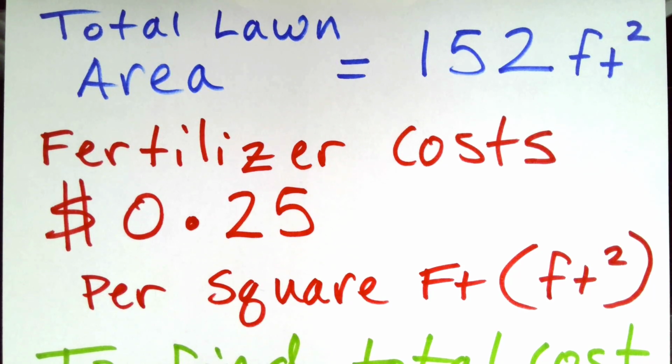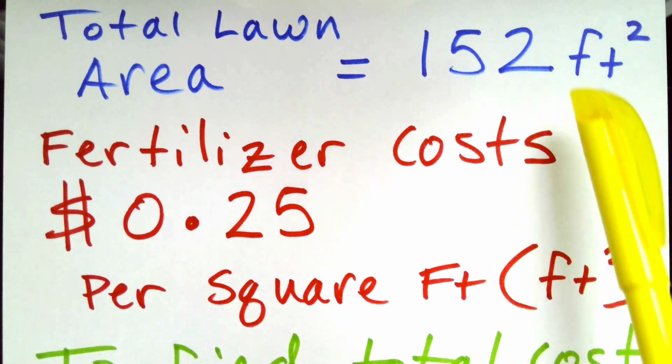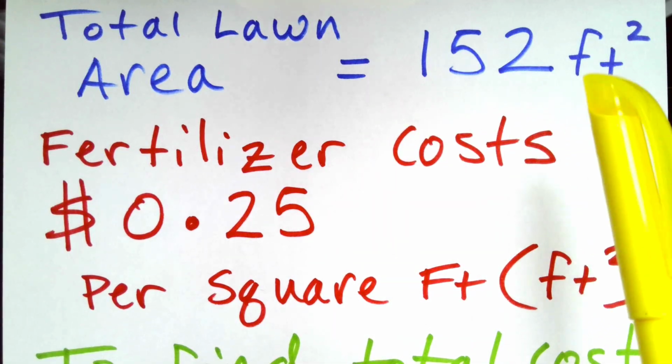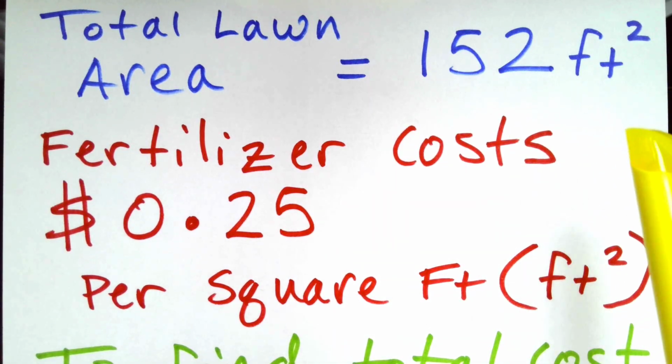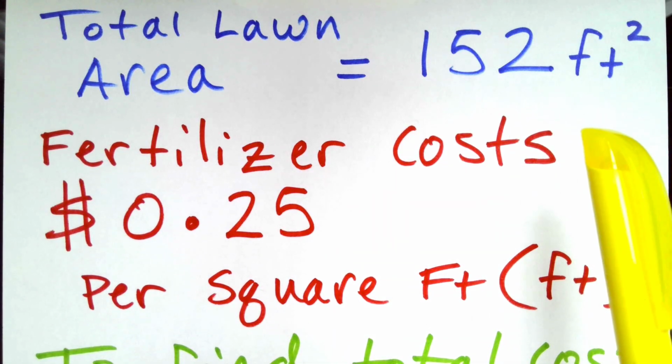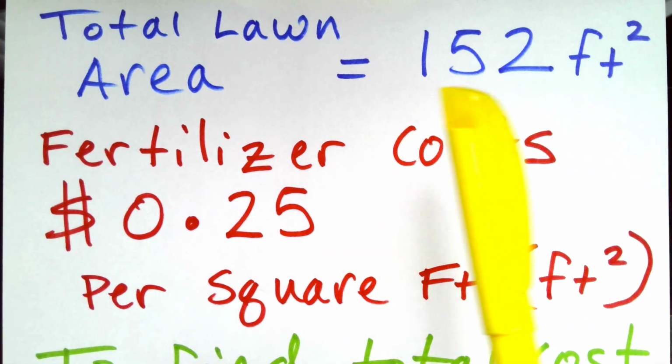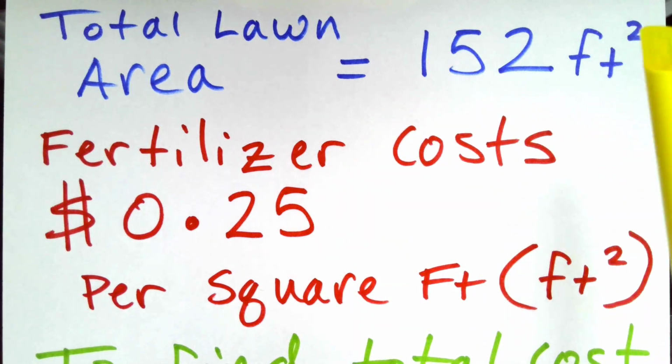This is part 3 video, answering what is the total cost to fertilize Pat's lawn. In part 2, we talked about finding the total area, how we found the total area, 152 feet squared. So go ahead and review video number 2 in answering this one question if you do not understand how we found 152 feet squared.